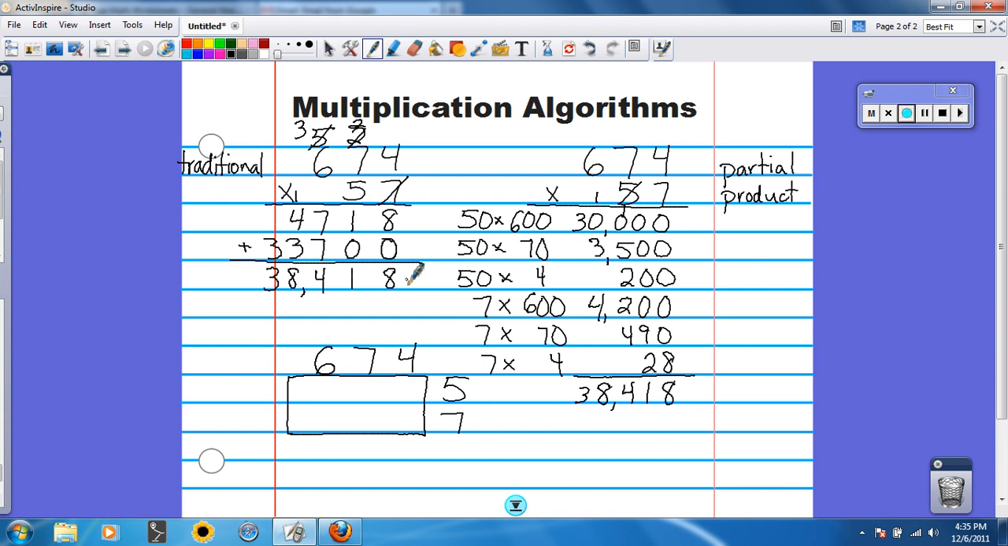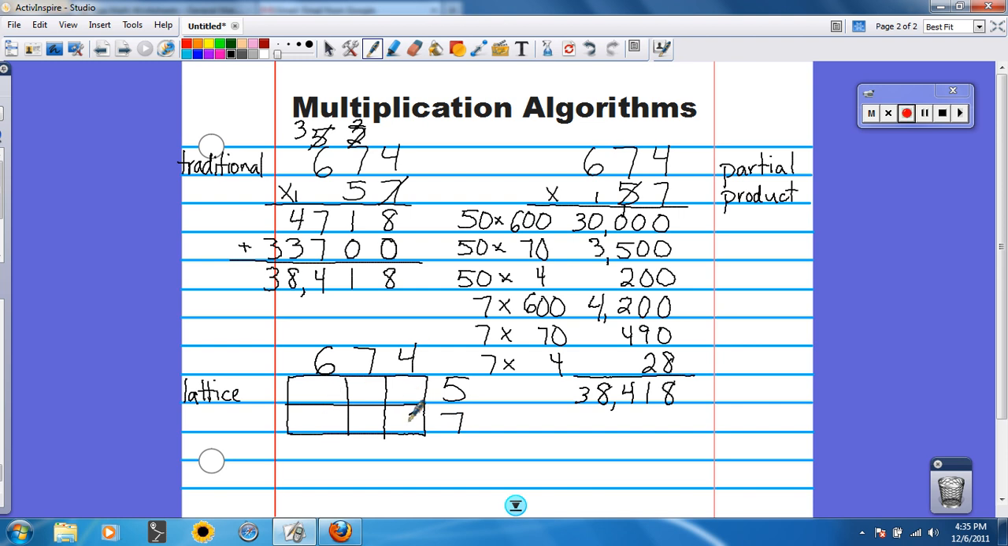And the final problem that we're going to do, this is called the lattice method. And with the lattice method, we're going to start by making a rectangle. If this is a 3-digit times a 3-digit number, we just make it a square. We start by separating the rectangle into however many columns based on the number of digits in the top number. And same thing, we make rows for the number of digits in the bottom number. So 2 rows for 2 digits, and 3 rows for 3 digits.